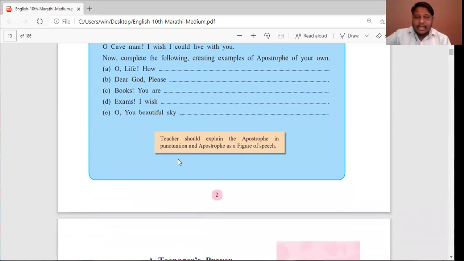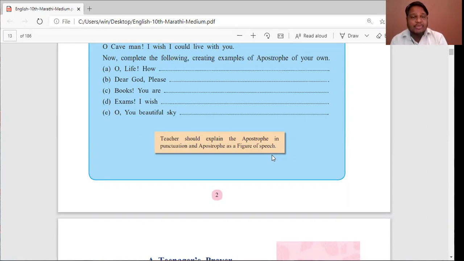Next, the teacher should explain the apostrophe in punctuation and the apostrophe as a figure of speech. The first thing we have to know is that apostrophe is a punctuation mark, and apostrophe is also the name of a figure of speech. So I will give you two examples: one to identify the apostrophe figure of speech, and second, what the apostrophe punctuation mark is.